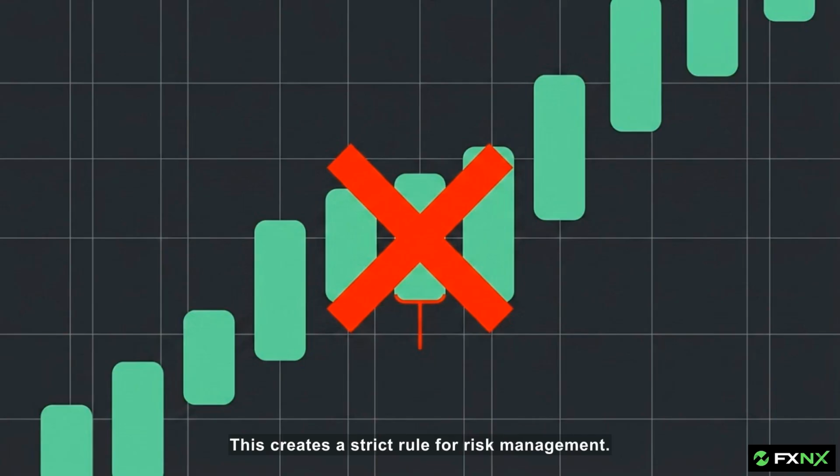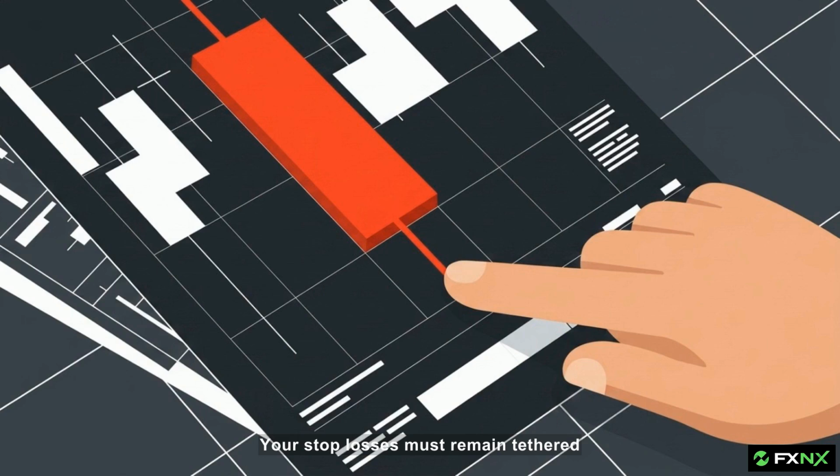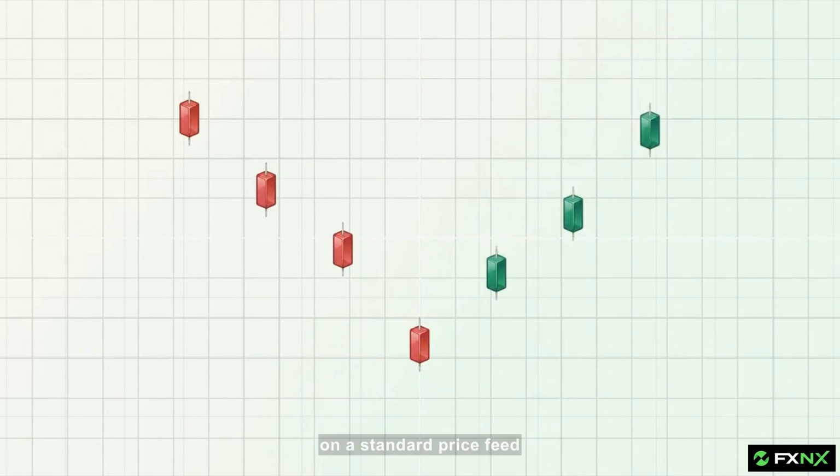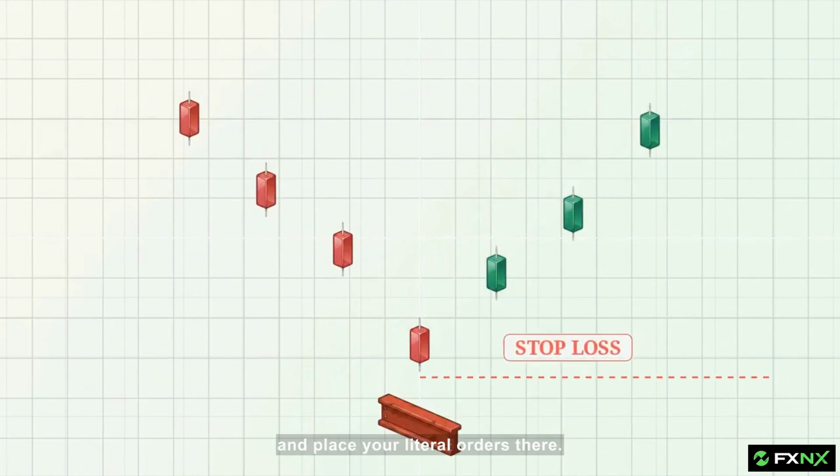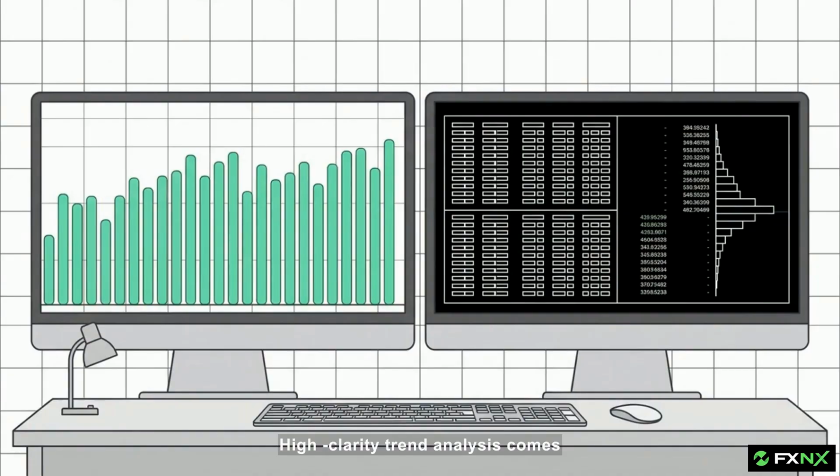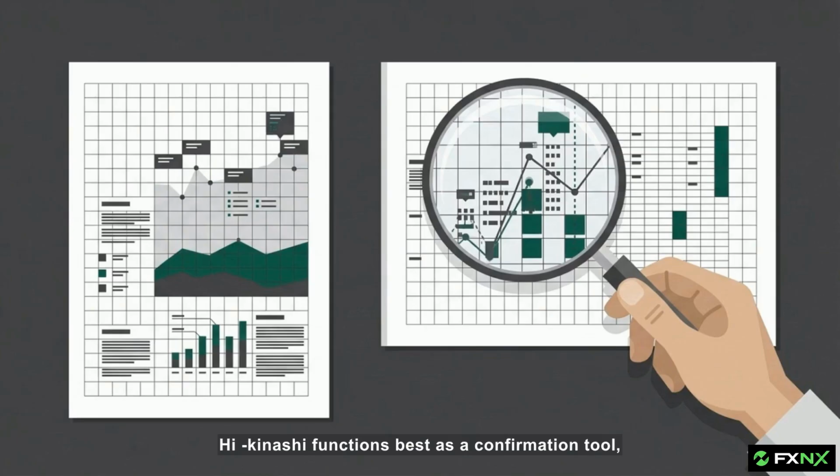This creates a strict rule for risk management. You cannot place stop-loss orders based on the smoothed wicks of a Heikin Ashi chart. Your stop-losses must remain tethered to actual market structure. You have to find the real swing lows on a standard price feed and place your literal orders there. High-clarity trend analysis comes at the expense of execution precision, which is why traders must separate their visual research from their literal order placement. Heikin Ashi functions best as a confirmation tool, working in tandem with other indicators to compensate for its inherent delay.